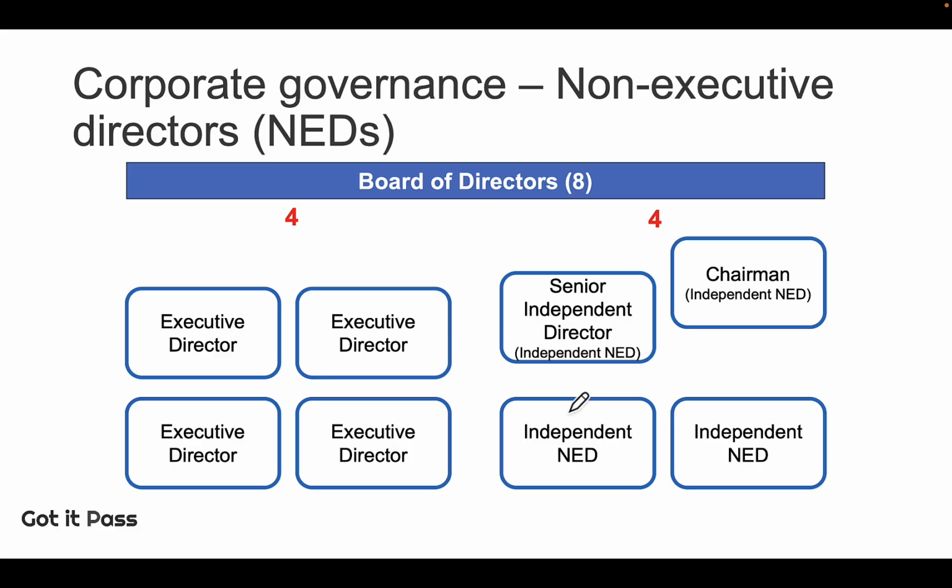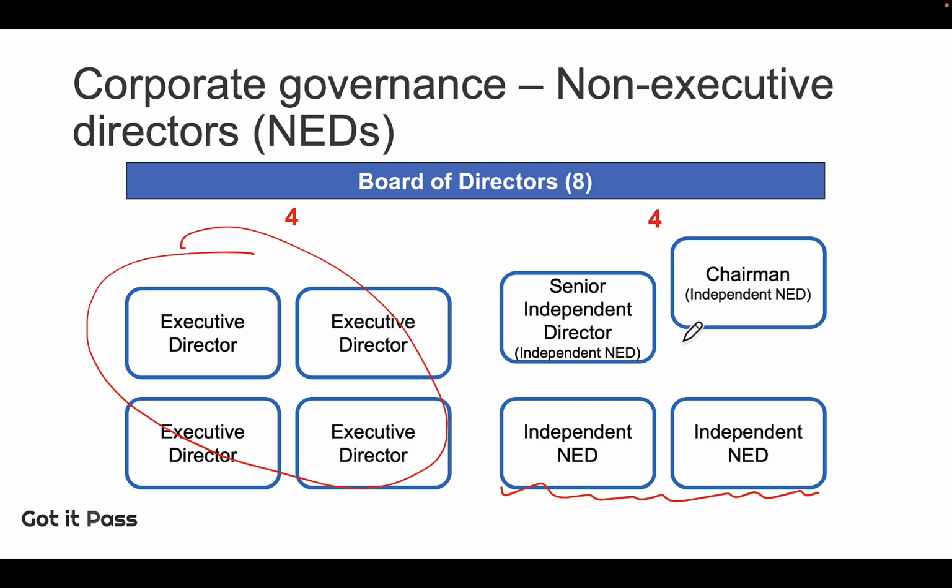Here is an example of a board of directors composition structure. At least half of the board members should be independent or independent NED. So you can see here, we have the non-executive directors, which is 4 of them, and another 4 of them are executive directors. Here are all executive directors, and on the right-hand side, all directors are independent non-executive directors.